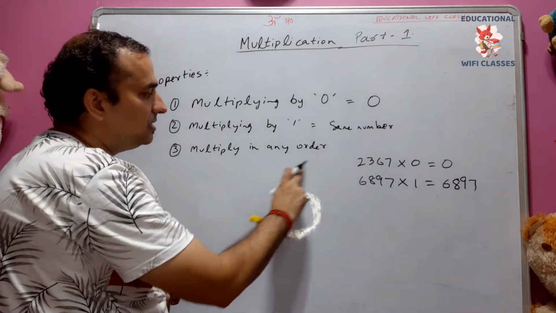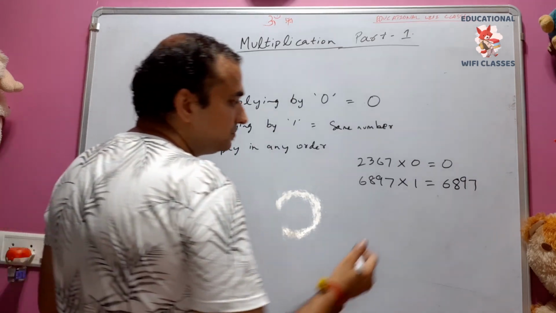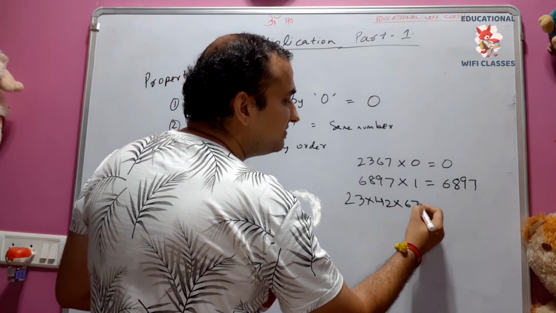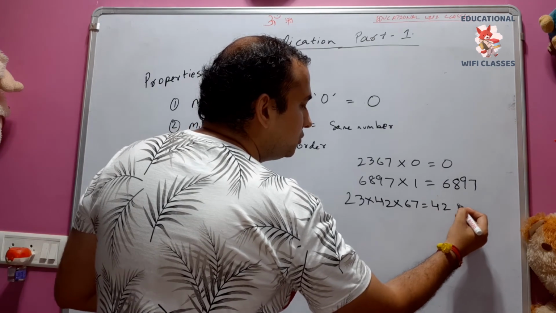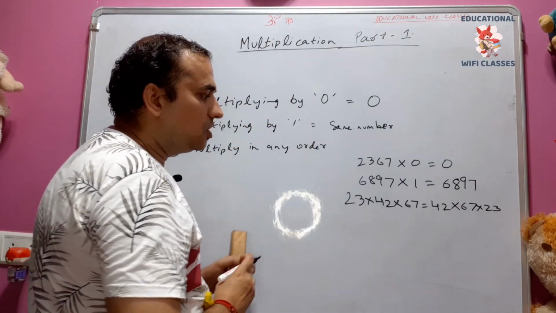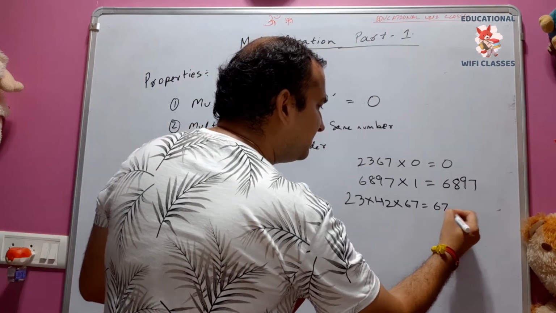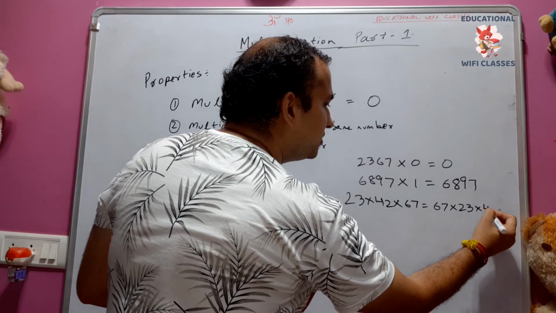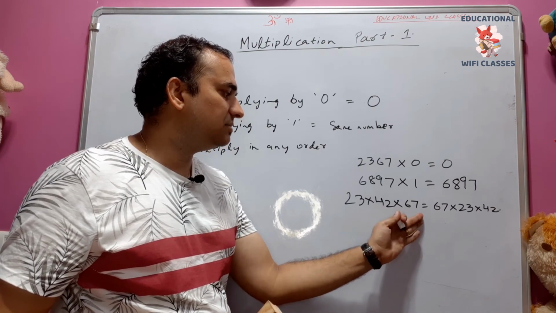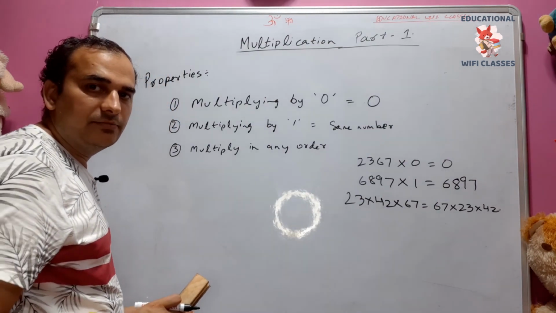Now we will go for the third property. We can multiply in any order. Earlier we studied the same property in addition. So suppose 23 multiplied by 42 multiplied by 67. We can write it as 42 multiplied by 67 multiplied by 23 also. You will get the same result. Or you can write 67 multiplied by 23 multiplied by 42. So in multiplication you can multiply in any order. You can multiply these two numbers first, or these two numbers first, and then the last one. Okay, so these are the three properties you should remember.